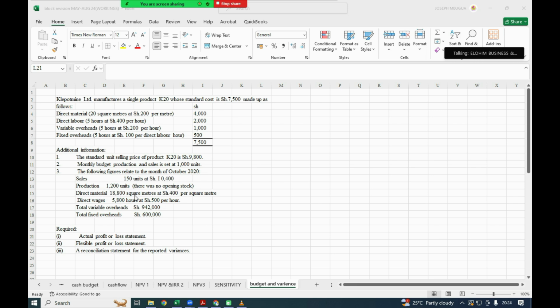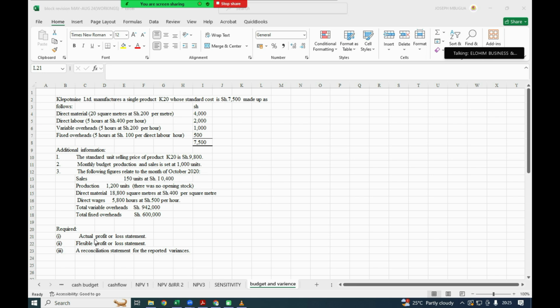Direct material 18,800 square meters at 400 per square meter. Then direct wages 5,800 hours at 500 per hour. Total variable overhead 942,000. Total fixed overhead 600,000. So we are required to prepare the actual profit or loss statement, and the flexible profit or loss statement, and Roman 3, a reconciliation statement for the reported variances. For the reported variances, we try to do the reconciliation statement.